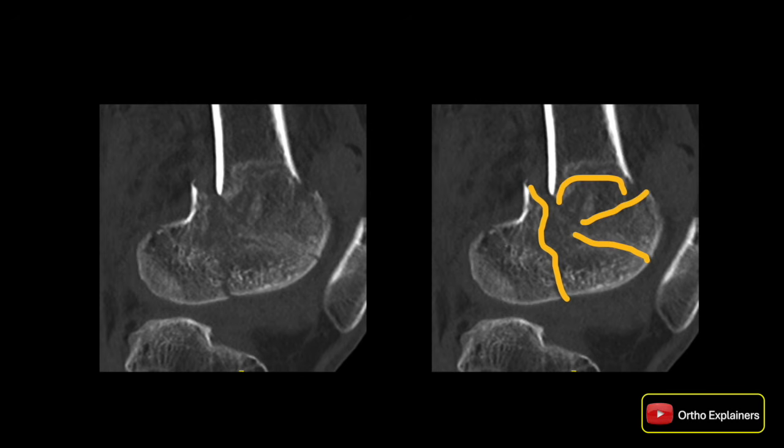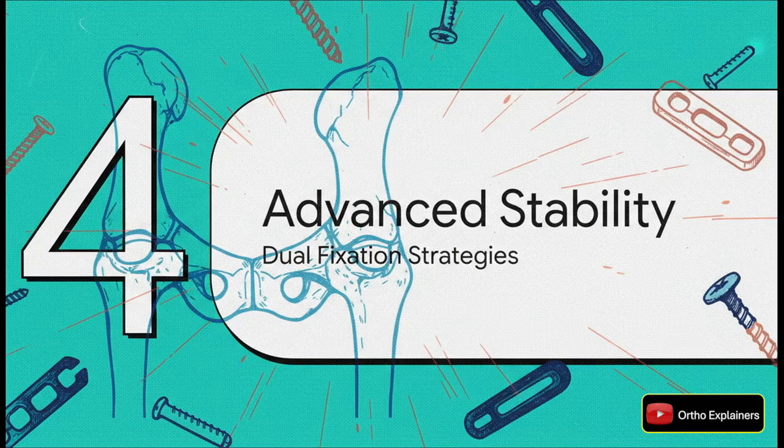All of this, all of these failures and trade-offs, it naturally leads to a pretty challenging question. For the really nasty ones, the highly comminuted fractures in bone that's basically mush, is a single implant ever going to be enough? Or are we just kidding ourselves? And that question is the perfect lead-in to our next topic, advanced stability with dual fixation. This isn't for every fracture, but it's a critical tool for those absolute worst-case scenarios where you look at the pre-op films and you just know that one implant is not going to cut it.